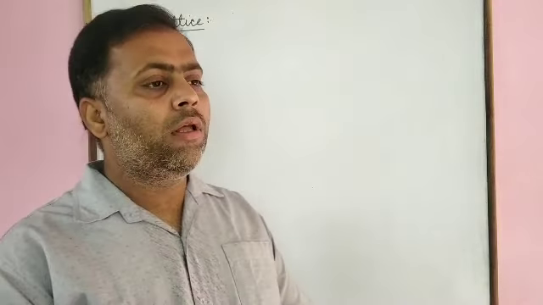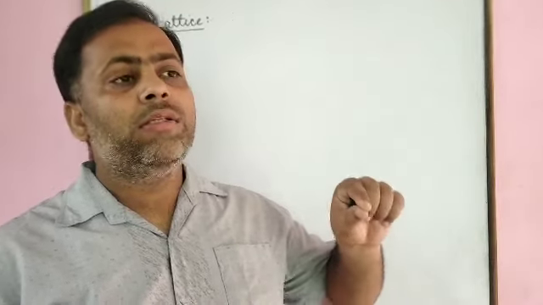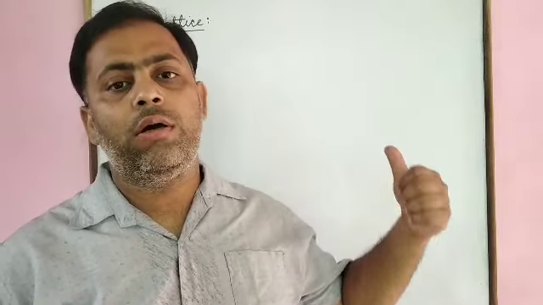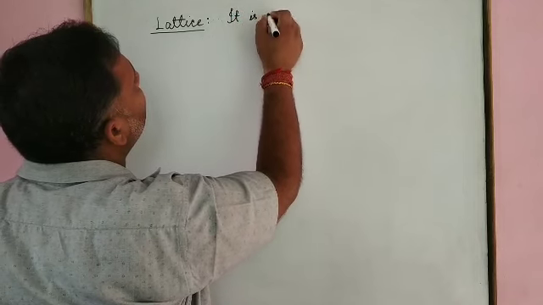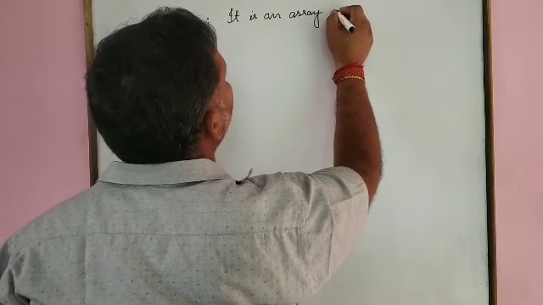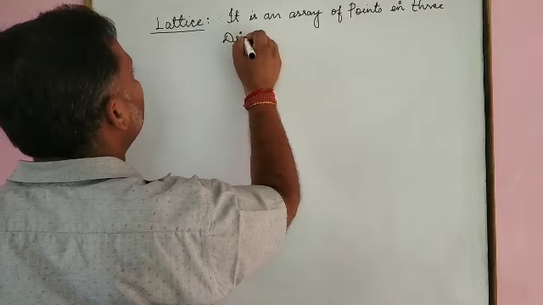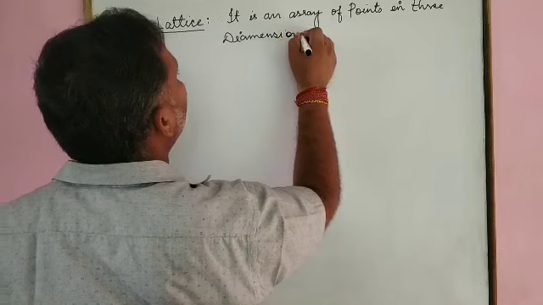Do you know what a lattice is? Lattice is a point in three-dimensional space. We know there are three dimensions, x, y, and z. It means lattices are the points in three-dimensional space where an atom sits. That is known as a lattice point or lattice site. Lattice is an array of points in three-dimensional space.